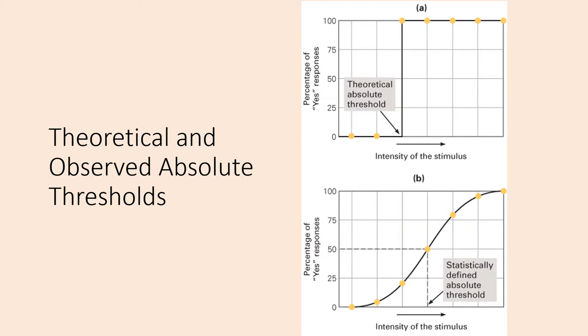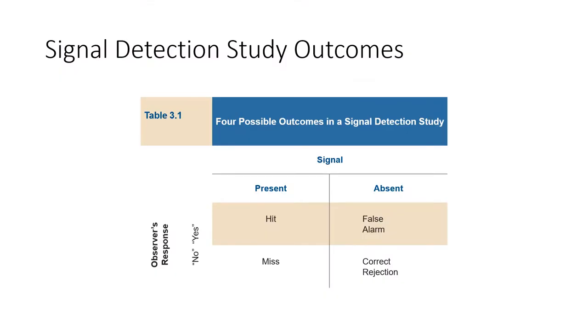Now, B is a depiction of the result that the psychophysical researchers actually obtained. Now, there was no amount of physical energy in a stimulus that led to the kind of responding depicted in A. Instead, the responding looked more like a flattened S shape. Thus, the absolute threshold was statistically defined as the minimum amount of energy in a stimulus detected 50% of the time. Why did the signal detection studies result in this flattened S?